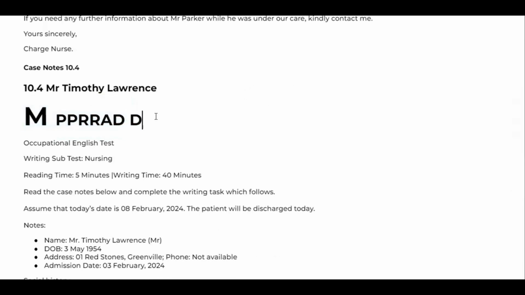There is one more thing, the date of writing. What is the date of writing? When are you writing this letter? A bit of confusion is there in these case notes, right? A bit of confusion has been created.